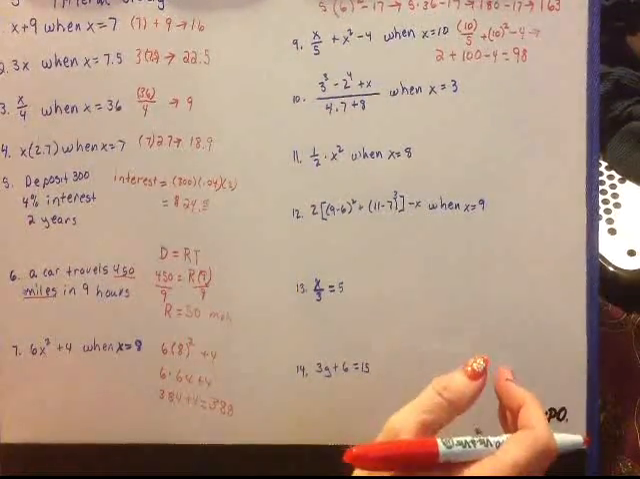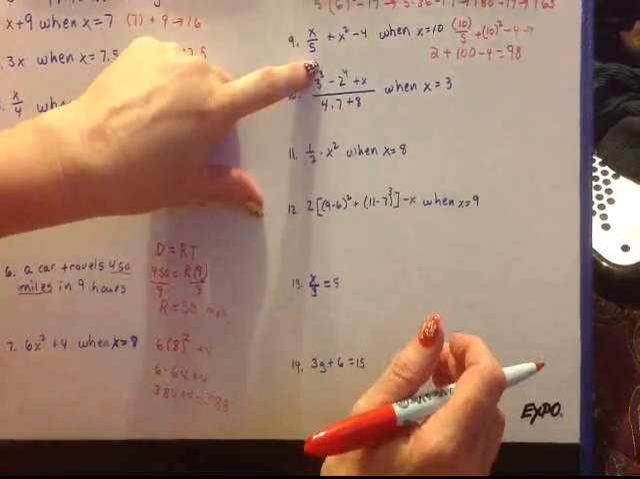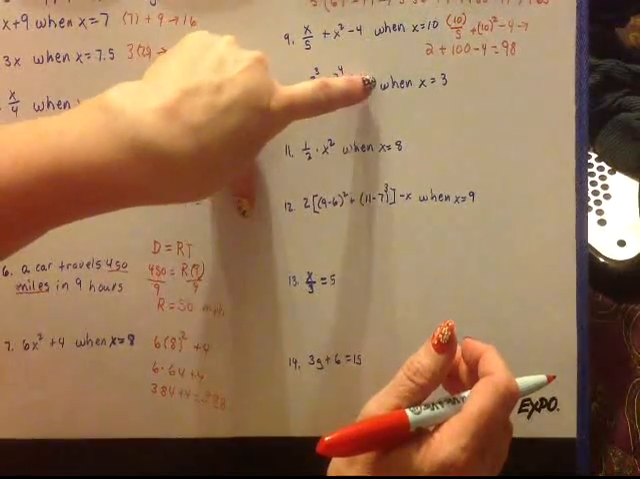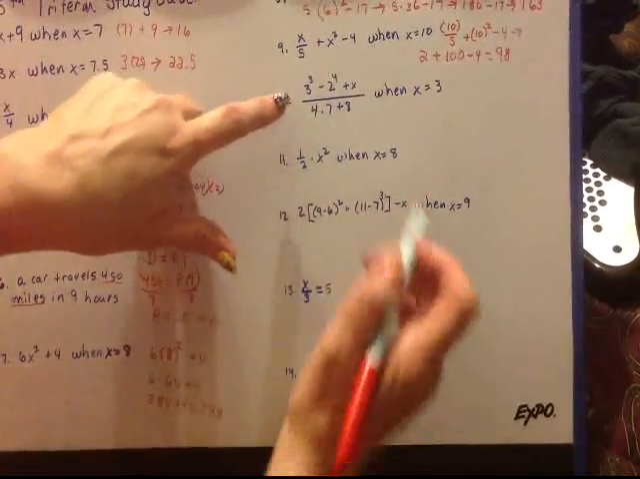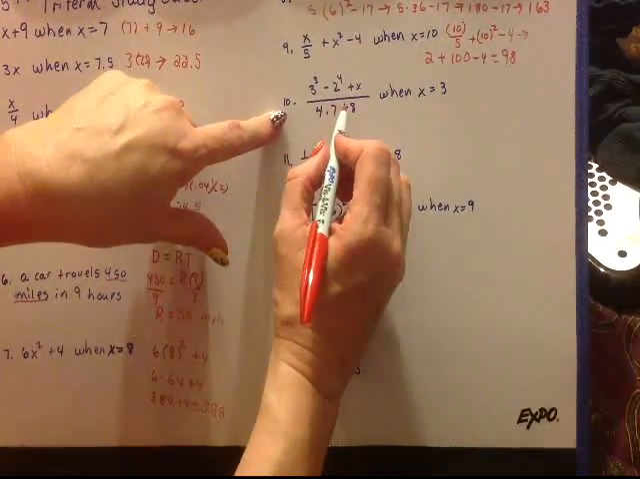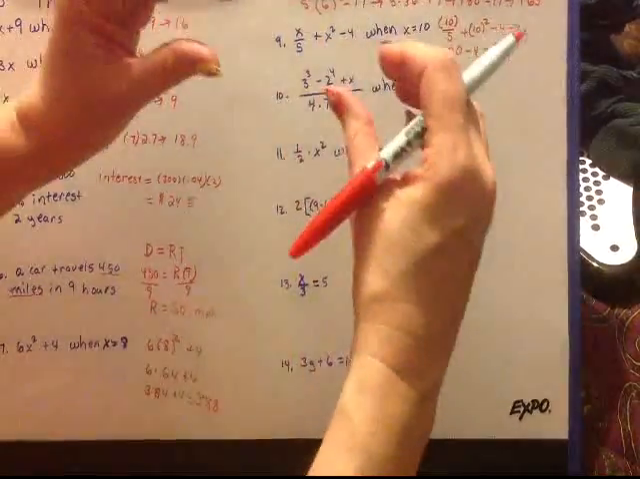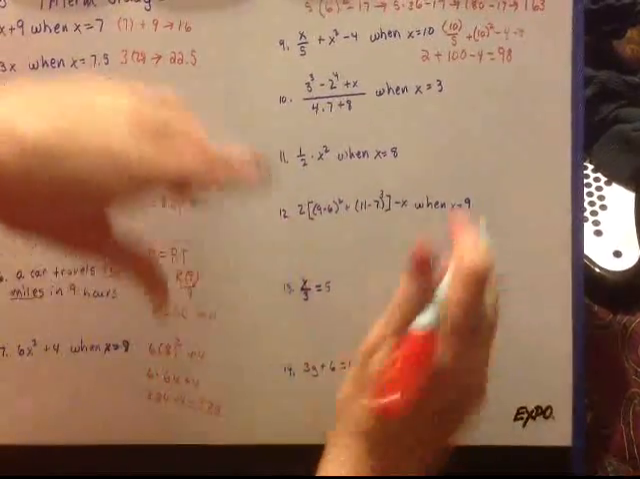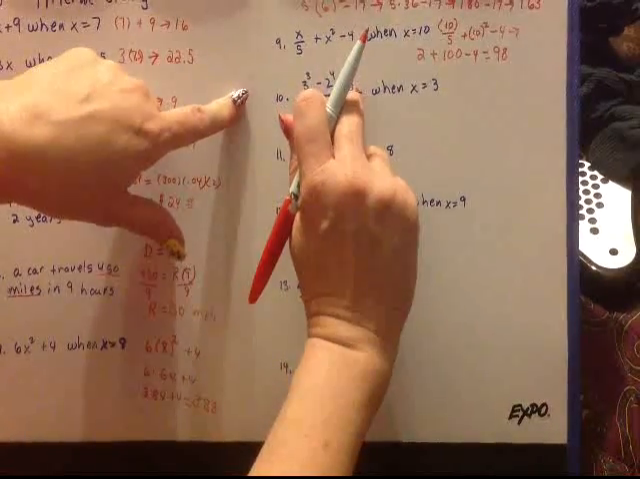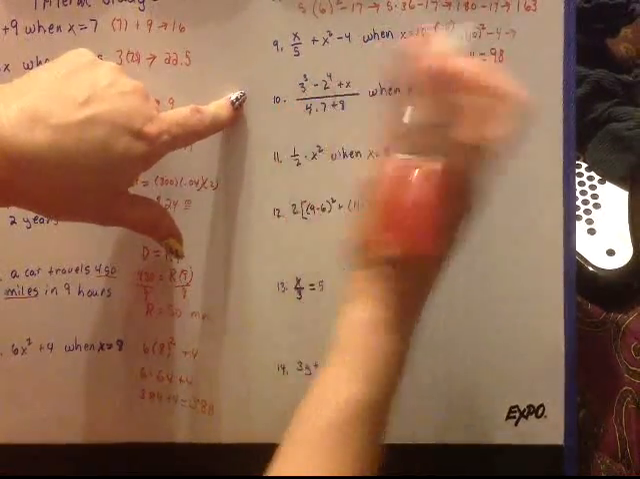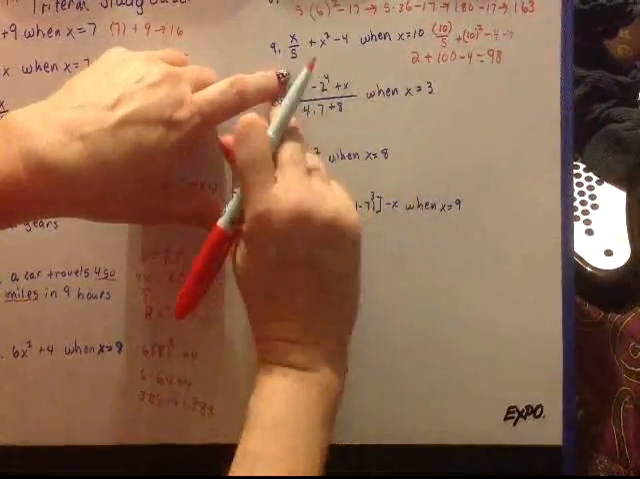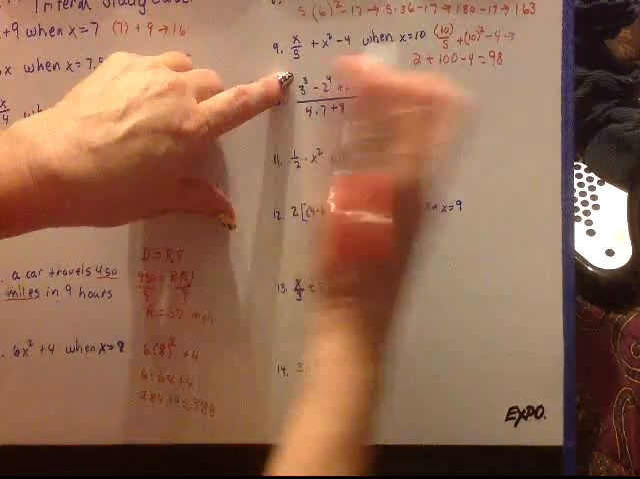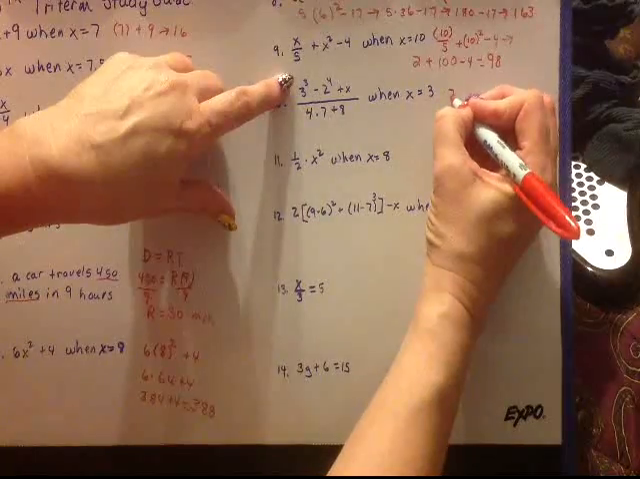Number 10. 3 to the 3rd power minus 2 to the 4th power plus x, all of that divided by 4 times 7 plus 8. This is a big problem. This is a problem that you're just going to do a step at a time. So first of all, we're going to substitute in for x, and we're going to simplify a little bit along the way as we go. 3 times 3 times 3 is 27.